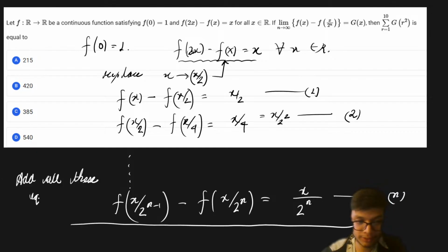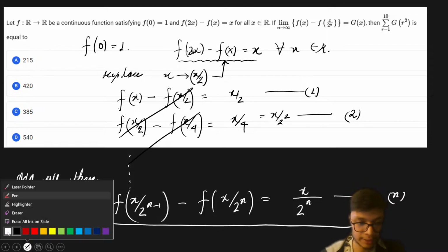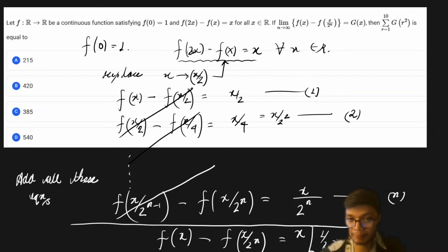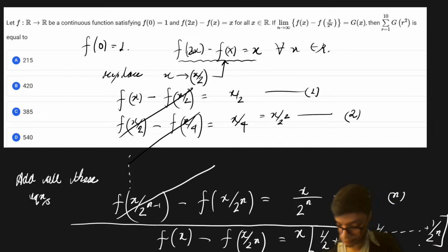if I add all these equations, then you will see there is a pattern of cancelling. This thing is getting cancelled out, similarly this will get cancelled out, and this part will get cancelled out, and you will be left with only f of x minus f of x by 2 to the power n. This is going to be equal to, if you take x as common, a GP: half plus 1 by 2 to the power 2 plus 1 by 2 to the power 3 and so on till 1 upon 2 to the power n. Is this clear to all of you?